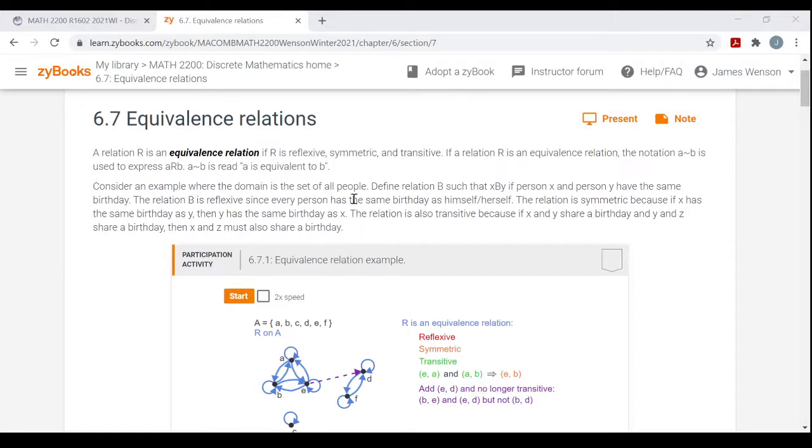So the birthday relation would be an example of an equivalence relation. So here's one where they would say that person X, and then they'd have that little tilde symbol here. Person X tilde Y, if you say person X is equivalent to person Y, all that would mean is that they have the same birthday. They're not the same person, right? They're not actually equivalent in all aspects, just in this aspect of having the same birthday.